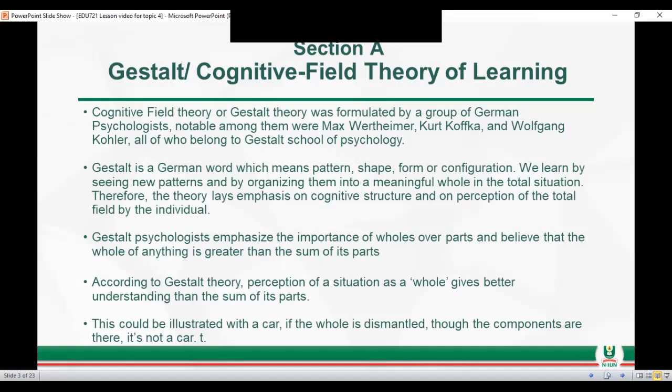Okay, so this could be illustrated with a car. When you look at a car, you look at the total assemblage of the component parts of that car. If the whole is dismantled, though the components are there, it is no longer a car. You are just looking at the component parts of the car. You won't call it a car.